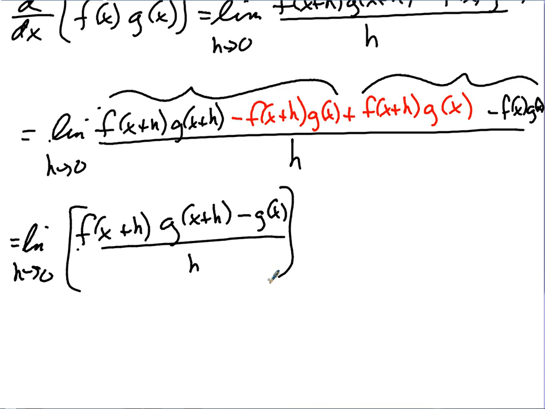Right? What about over here? We'll take that second group. What can I factor out of that? And that's f of x times g of x. Take out g of x. Okay. Plus g of x times what's left there? f of x plus h minus f of x.